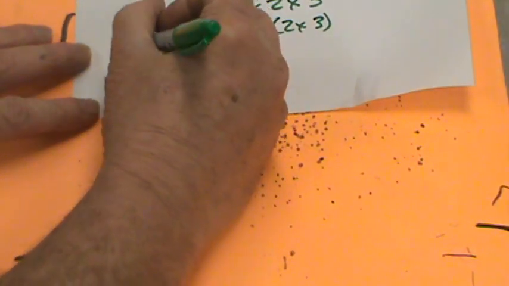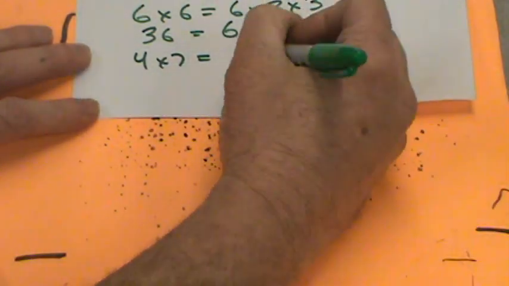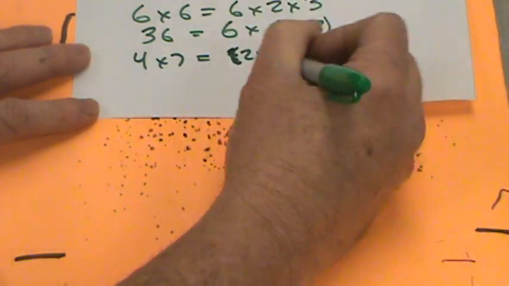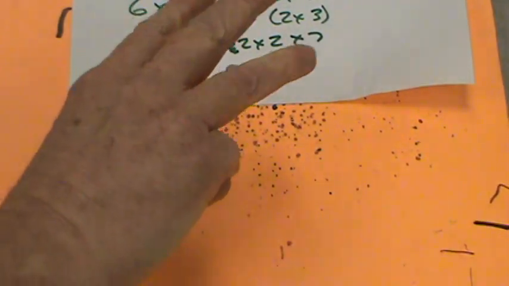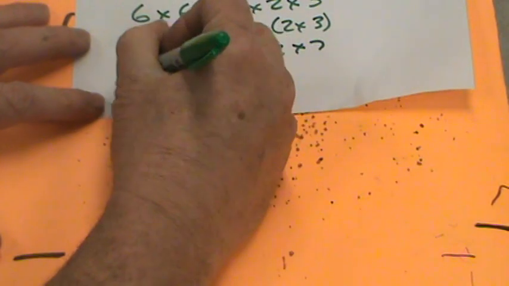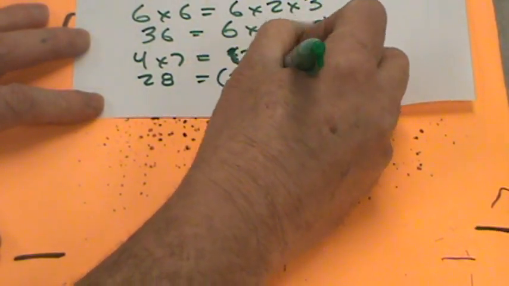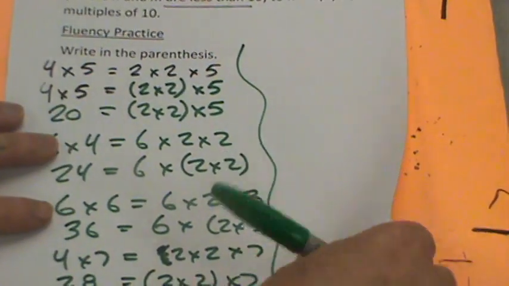Let's continue on with our math. And we'll do 4 times 7 equals 2 times, oops, I already did the parentheses for you. 2 times 2 times 7. So we have 4 times 7. What's 4 times 7? 7, 14, 21, 28. So we can say that 28 equals 2 times 2, there's the parentheses, times 7, because 2 times 2, of course, is 4.